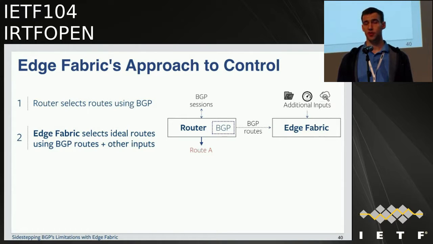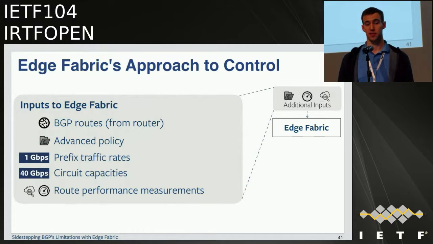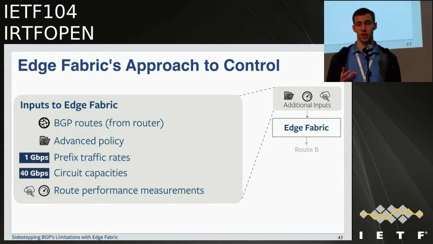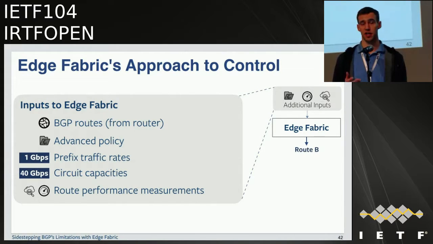Edge Fabric also selects ideal routes, but in addition to all that BGP routing information, it also has access to other inputs. In this case, that means advanced policy information, such as us configuring based on business reasons or reasons provided to us by a peer, prefix traffic rates, circuit capacities, and route performance measurements. So Edge Fabric takes all of that additional input, and it also makes a decision. And in this case, it's decided to use route B.